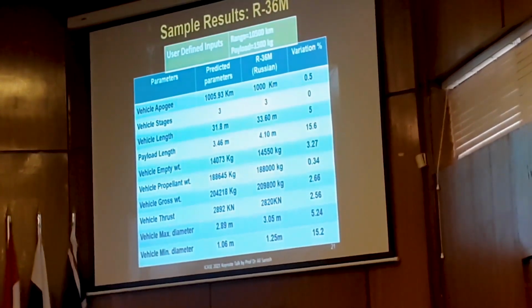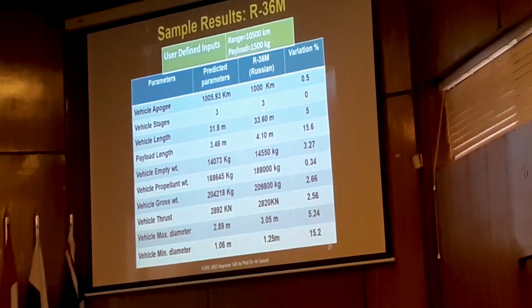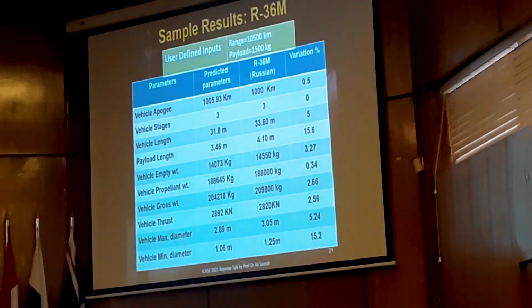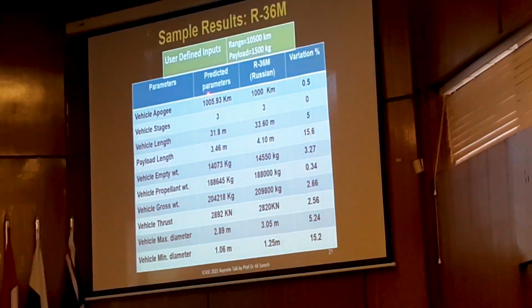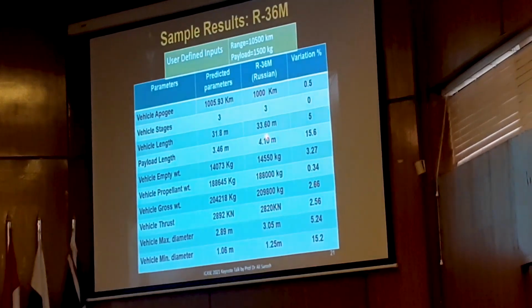For example, we took out the parameters of R36M. We fed those parameters as a user input: 10,500 range, 1500 km is the payload. And these are the predicted parameters. You get your apogee height, you get the number of stages, you get all your parameters, and this is the actual results.